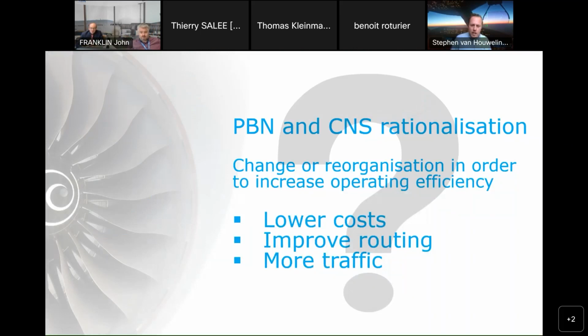And that's what we actually saw already in the other presentations, that we want to lower costs, improve routing, and we want to have more traffic in the air, because it's already busy enough. And to do that, we use PBN and GNSS. Next slide, please.